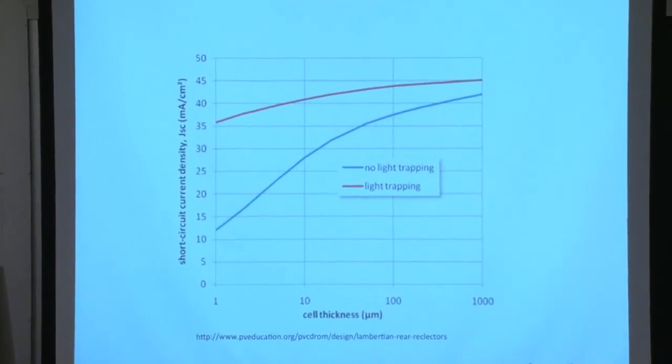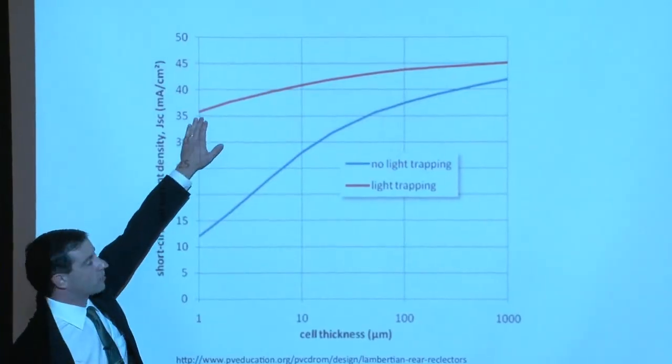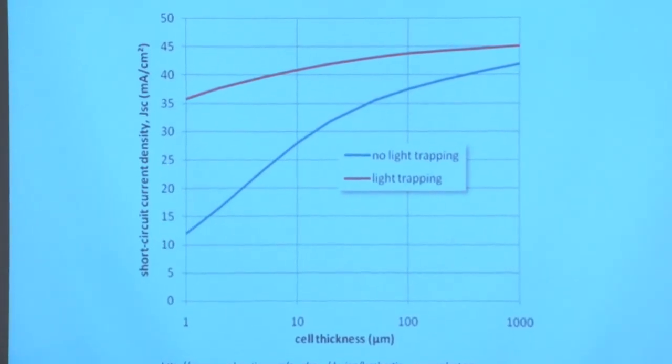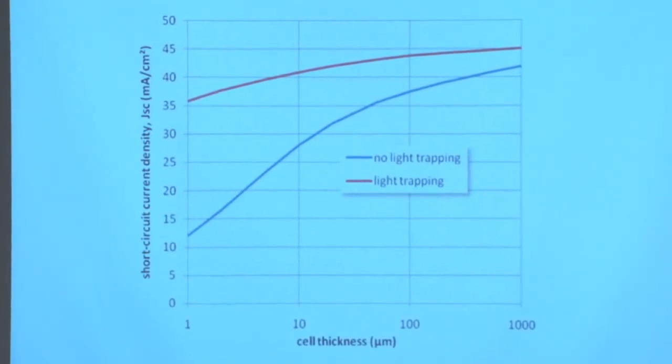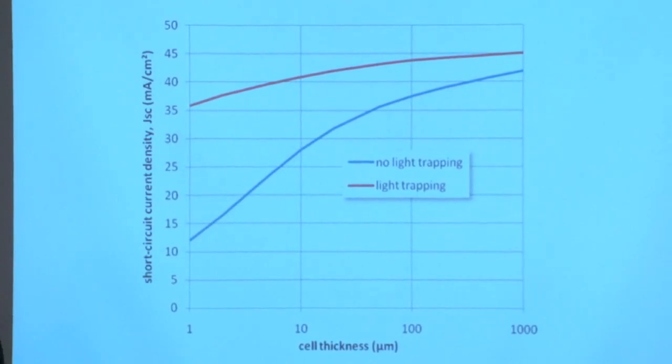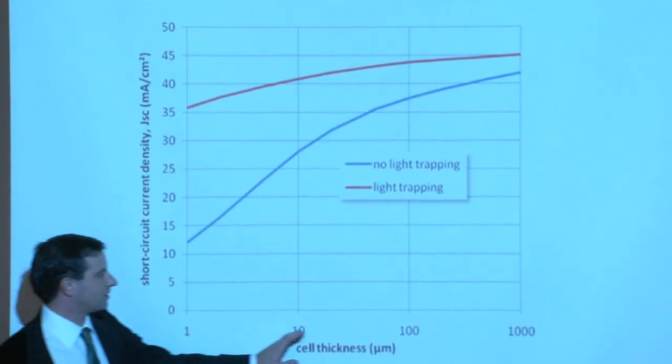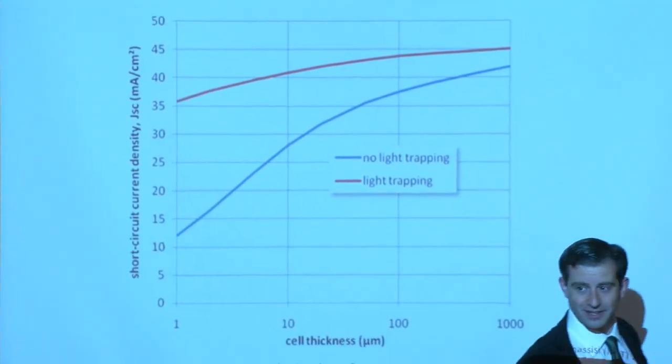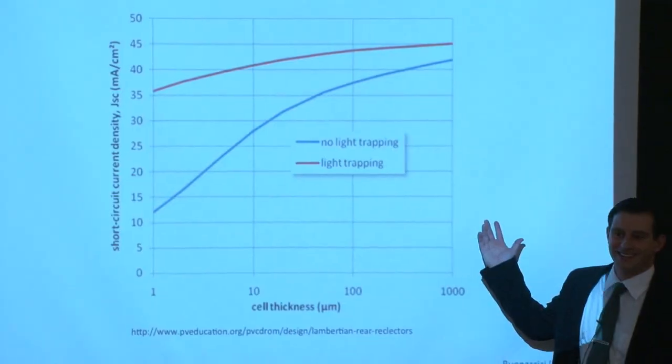And as a result, I'm getting a much larger current output. I'm generating many more free carriers inside of my material. I'm absorbing much more light inside of my material. Just a very simple calculation versus cell thickness. And obviously, the thicker and thicker and thicker you go in your device, the less important this becomes.